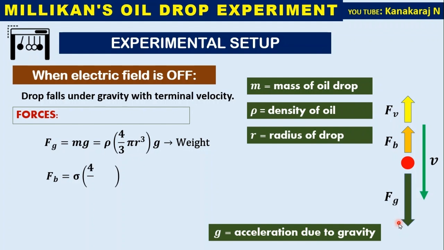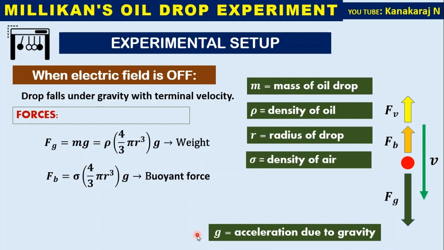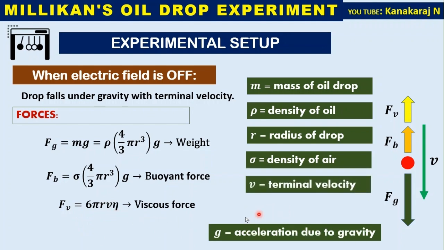The second force, Fb, the buoyant force, is the upthrust on the droplet. This is equal to the weight of the air displaced by the oil droplet. So Fb equals sigma times 4/3 pi r cubed g. Here, sigma is the density of the air. The third force is the viscous force, by Stokes' law equal to 6 pi r v eta. Here, v is the terminal velocity and eta is the viscosity of air.